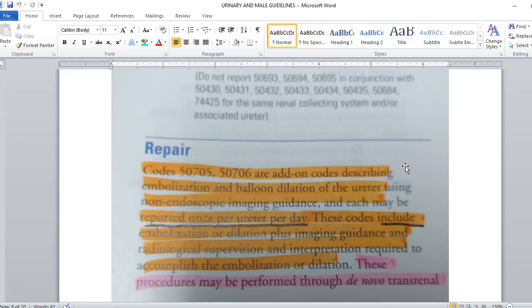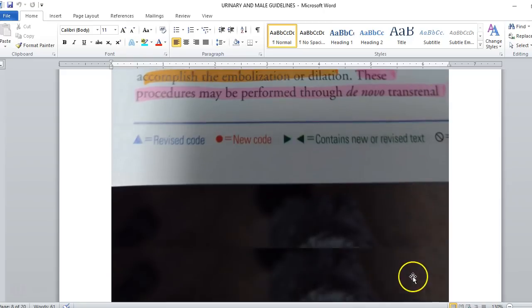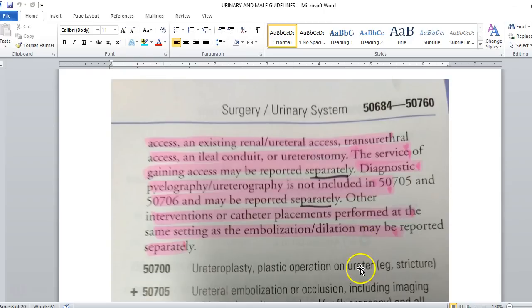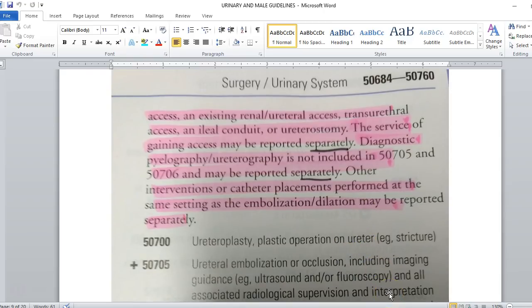These procedures may be performed de novo, so again, transrenal access, an existing renal or ureteral access, transurethral access, so again, going into the natural orifice, an ileal conduit or ureterostomy. The service of gaining access may be reported separately. So how we get there may be reported separately. Now, a diagnostic pyelography or ureterography is not included in these codes 50705 and 50706 and may be reported separately.